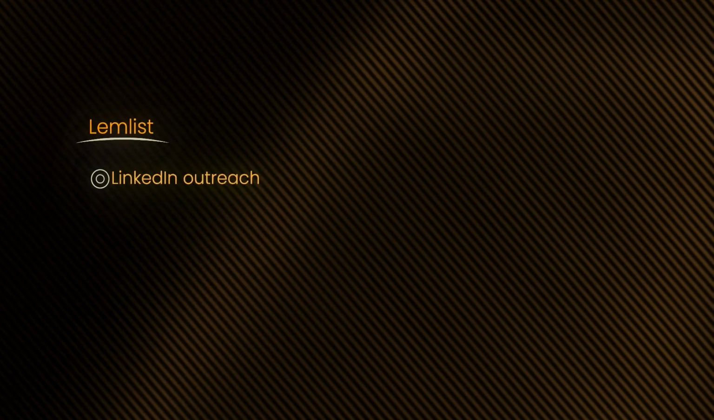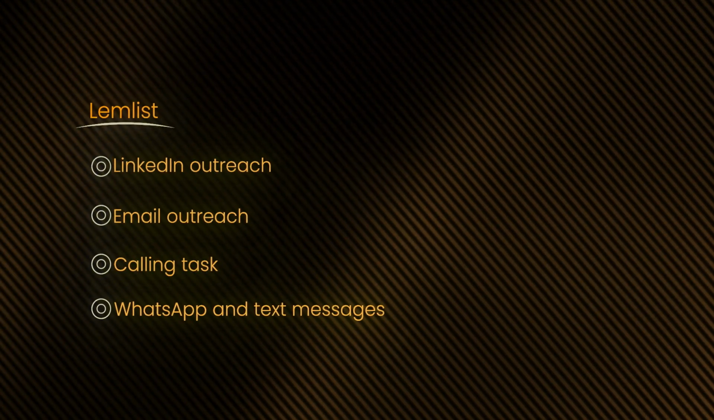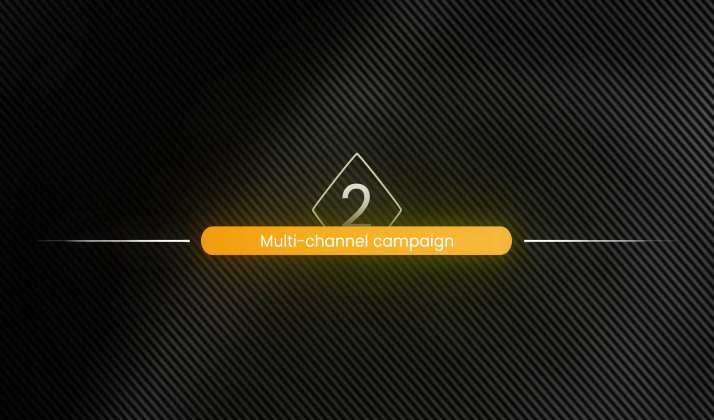Lemlist is a multi-channel sequencer that lets you do LinkedIn outreach, email outreach, calling tasks, and even soon WhatsApp and text messages, all in one platform. This makes it one of the most powerful outreach tools for recruiters. So you can actually get multiple touch points over multiple channels with just one automated campaign. Basically, the multi-channel gets you more touch points with your clients, and more touch points means higher conversion.